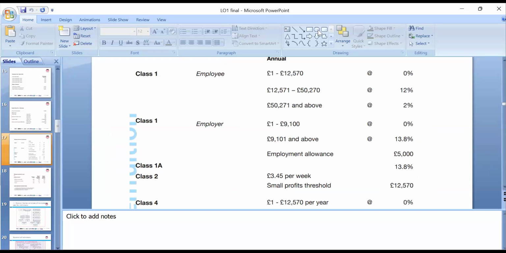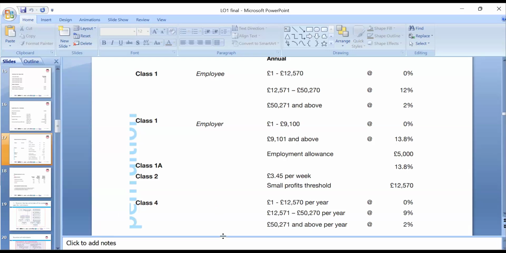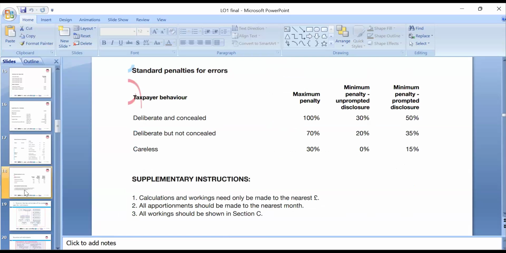Accordingly, we can apply the rates. Class 2 is £3.45 per week, with a small profits threshold of 12,570. Class 4 is 0%, and the employer rate is 13.8%. We can look further at these points each year, because the rates carry on changing.